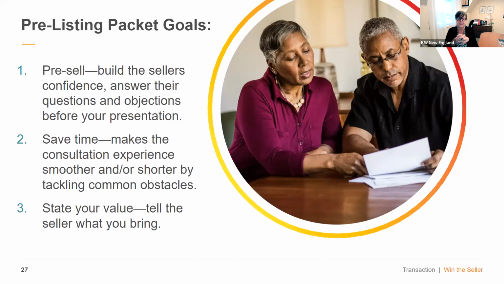It also states your value and what you're going to give them. A pre-listing package tells the seller what you bring to their transaction. Remember, sellers have specific goals they intend to achieve, and this is a crucial step in discovering their goals and then telling them how you will help them achieve them. Does that make sense? Who knows what the pre-listing package is?